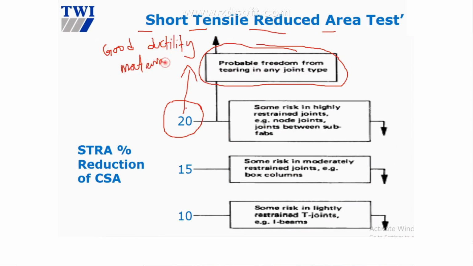Anything above 20% is good ductility material. And also they call it Z quality. Remember? When they say you got Z quality from the mill set, this mentions Z quality, meaning the test is already done and it's more than 20%. Yeah? It's a good ductile material, then no danger of lamellar tearing. Clear about this? Memorize this, 20%. Memorize, eh?